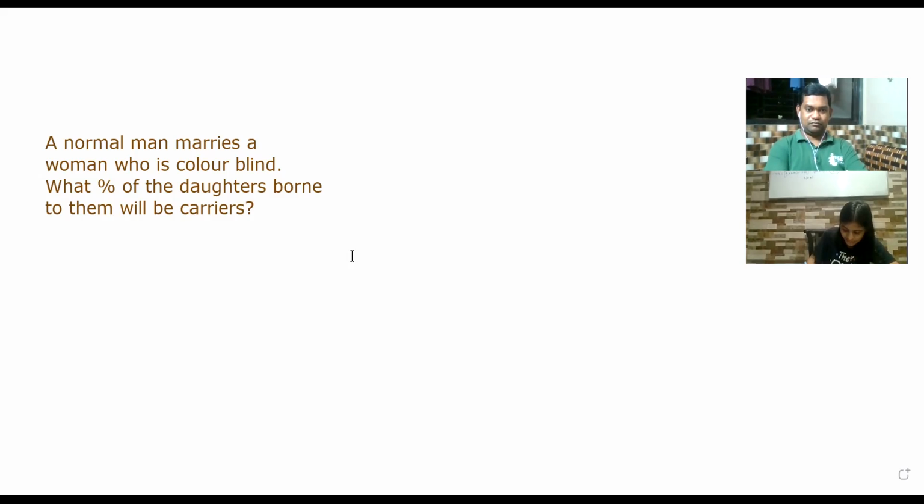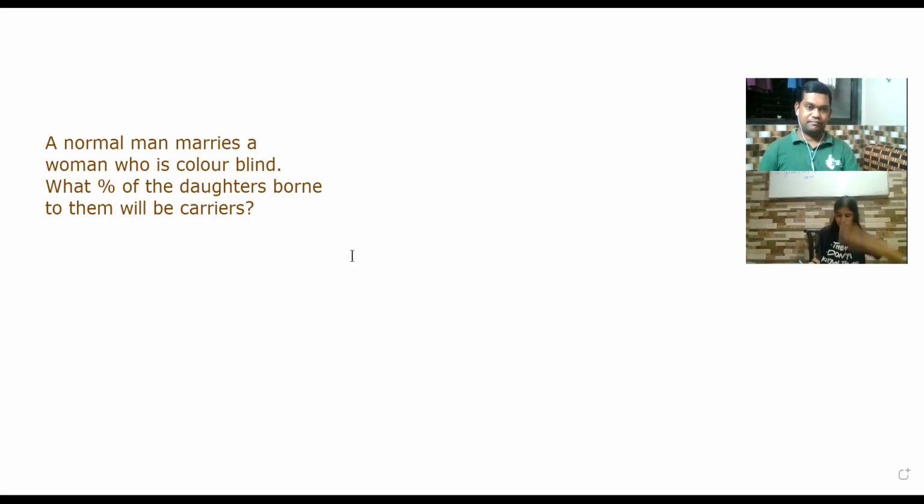There is a male. There is a female. The same way you are going to solve it. If required, make a Punnett square, please. Male is normal. A normal man marries a colorblind woman. So X with a big C and Y. And there is a female who is a colorblind woman. So X with a small c.